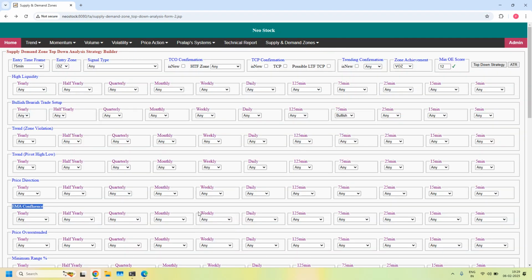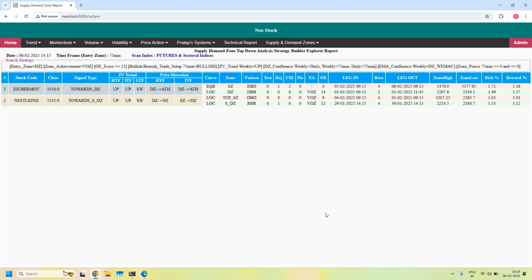In the EMA confluence, weekly time frame, I am setting the filter, weekly demand zone having weekly EMA confluence, and the trend should not be sideways on weekly. Setting only up because it is bullish trade setup. We got both these stocks. So these 2 are even more high probability trade setup supported stocks. So these 75 minute zones are more high probability supported stocks. So this is about a bullish trade setup for weekly income trade.